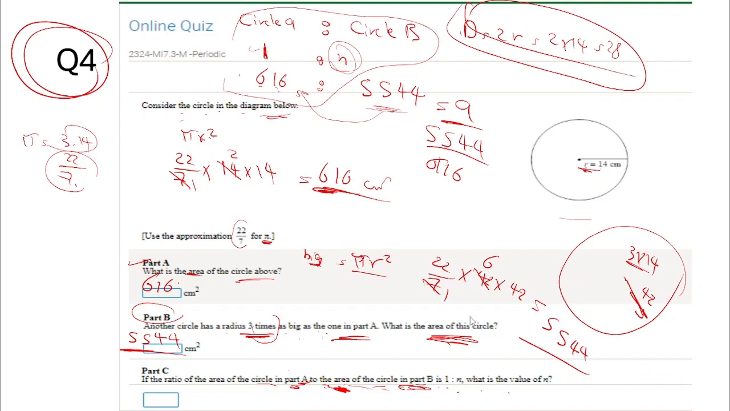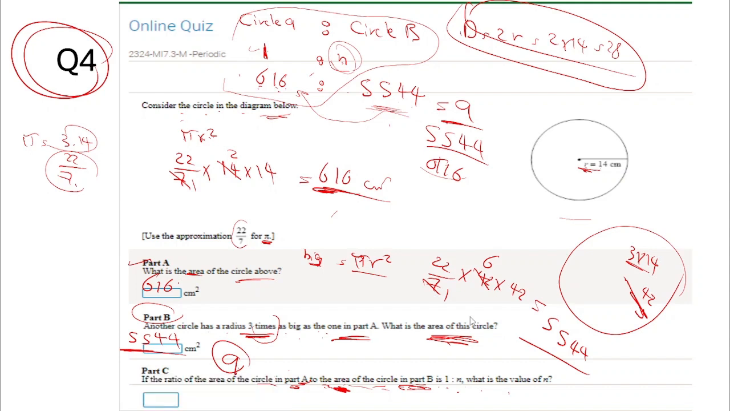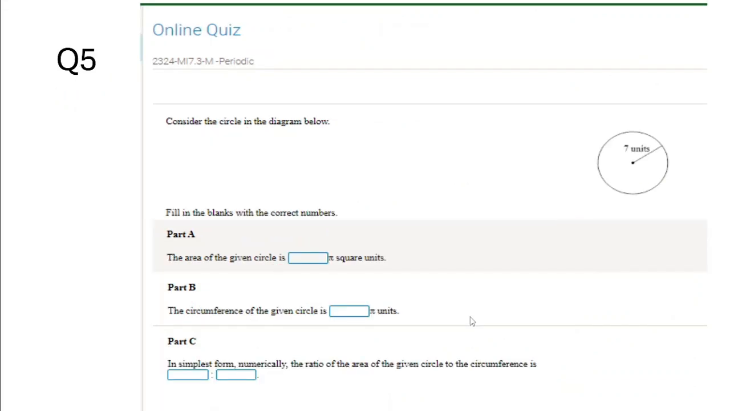So this is solution number 1. We can do it another way, as I mentioned before, cross multiplication. This is n, so 616 multiplied by n equals 5,544. Dividing both sides by 616, I get n equal to 9. Okay, so part C equals 9. Now let's move to question number 5.